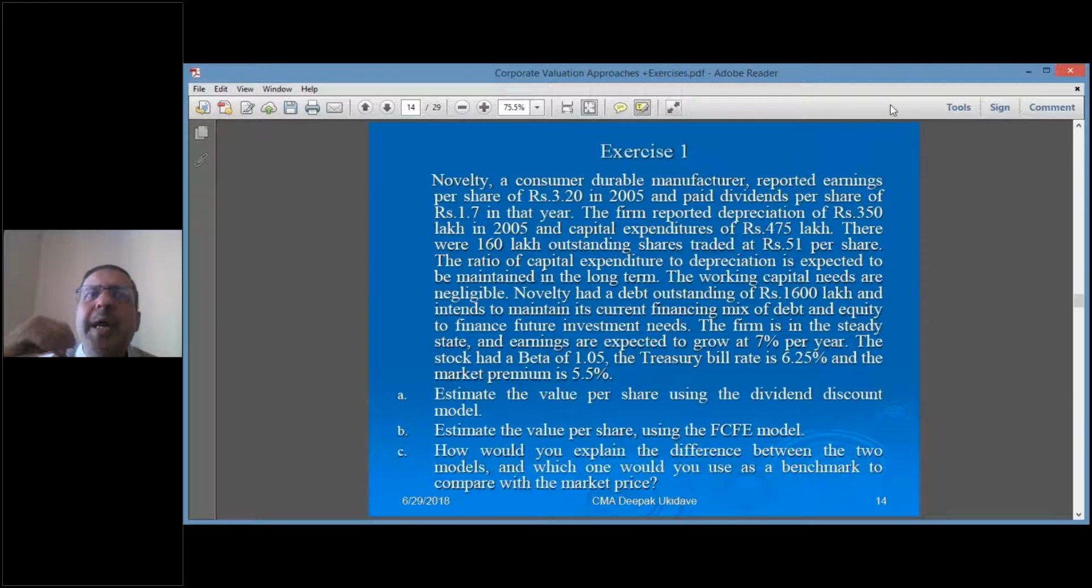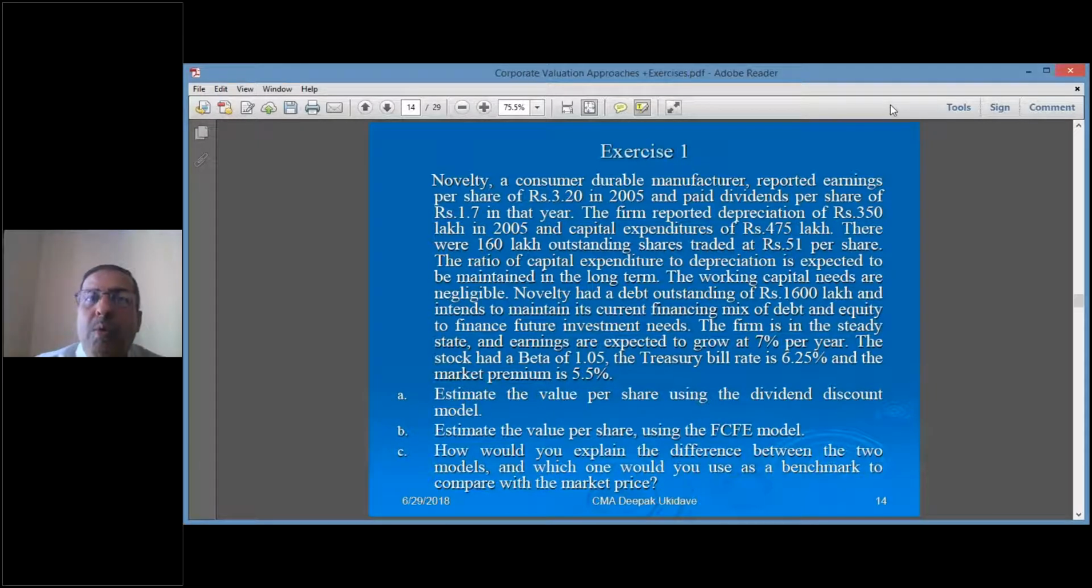Always. So it is EBIT into 1 minus T that will give you NOPAT for the purpose of FCFF, free cash flow to firm. But free cash flow to equity, FCFE model, we take PAT, profit after tax, because it is net profit available to equity shareholders. Profit available to equity shareholders, that is profit after tax. And therefore for free cash flow to equity, FCFE, we make use of PAT. This is the first point of difference. Second point of difference, discounting is done under FCFF method by applying WACC.